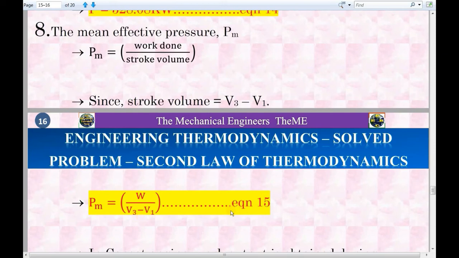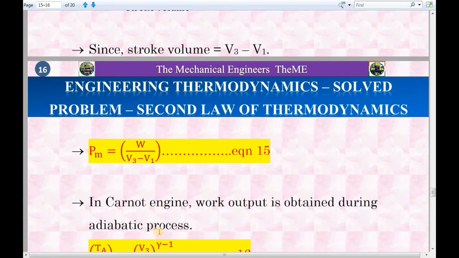Consider this one as equation 15. In equation 15, we know the values of W from equation 12 and V1 from equation 2, but the V3 value is unknown. So first we will find the value of V3 and then substitute the value of V3 in equation 15. For finding the value of V3, we will use the formula of the adiabatic process.